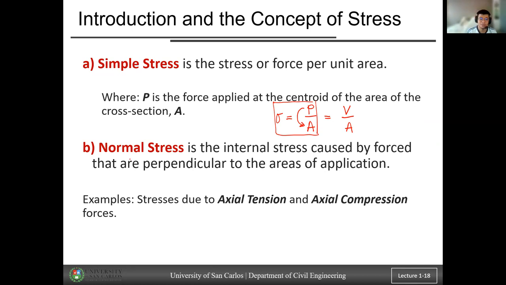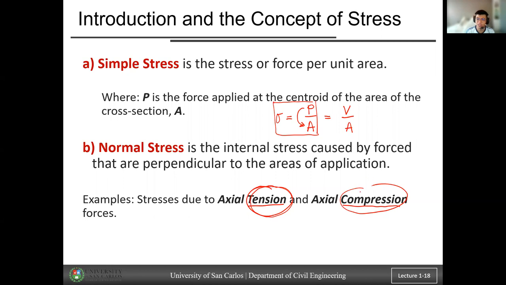So normal stress is another term for axial stress, or axial tension, or axial compression. Tension and compression were just added so we get even more confused. For me, you can just call it axial stress or normal stress, but the tension and compression aspect of the stress will just depend on the direction of the force applied on the internal member. So that's just additional information.